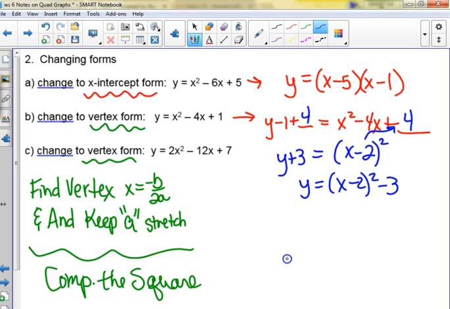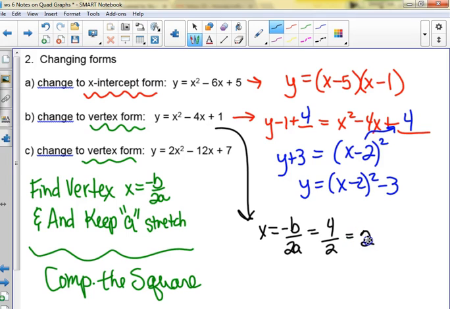That was completing the square. The other method would have been to take this and do x equals negative b over 2a. Can you humor me? What's the opposite of b? 2 times the a value would just be 2. So we got 2 for the vertex.